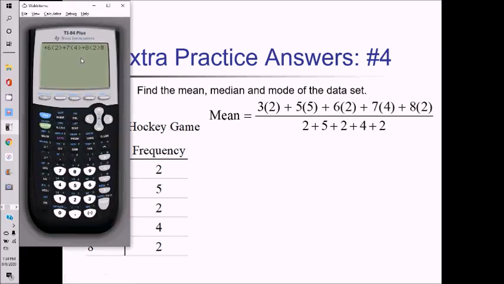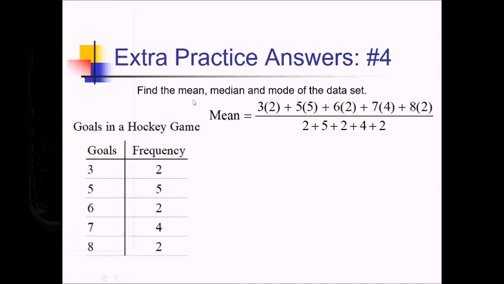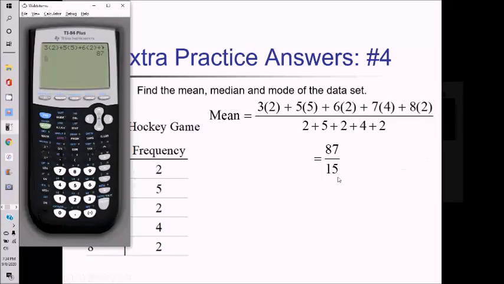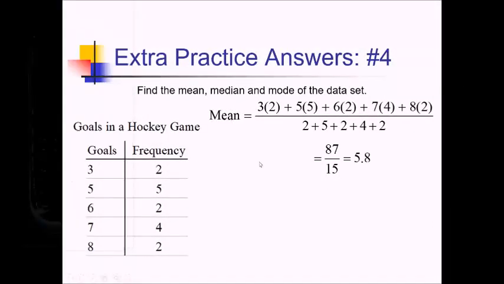So for my numerator, all of that adds up to 87 goals. And now how many games were played? So we had 87 goals over, let's see here, we have 2 plus 5 is 7, plus another 2 is 9, plus 4 is 13, plus 2 is 15. So 15 games. Let me go ahead and divide that on my calculator. 87 divided by 15, and that is exactly 5.8. So our mean is 5.8 goals per game.